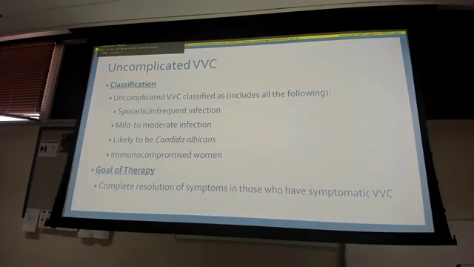So we have different classifications of VVC. Uncomplicated is an infrequent infection that is mild to moderate, meaning the patient can tolerate orals, is still stable, and doesn't need hospital admission. It's likely Candida albicans in non-immunocompromised, immunocompetent females. The goal is relief of symptoms.